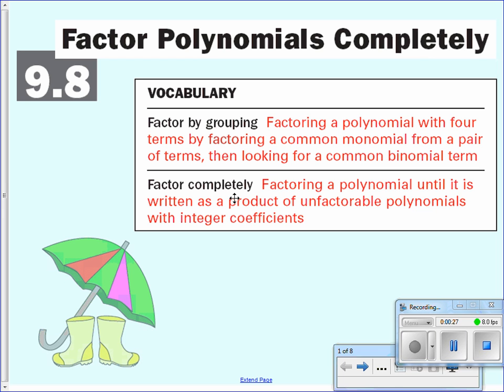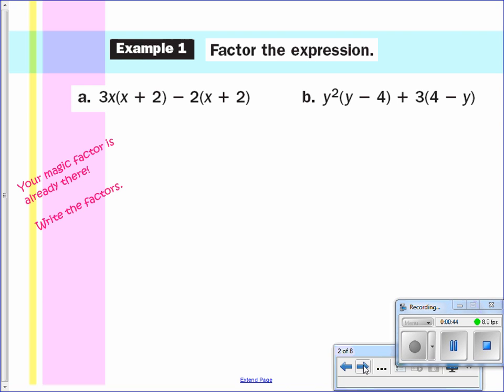Factoring completely means that you have factored out everything to the point where there is no possible way to divide anything in there completely or by the same number. And I'll kind of show you what we mean by that. I talked about it a little bit with 9-7. So what you're going to see are expressions like this.